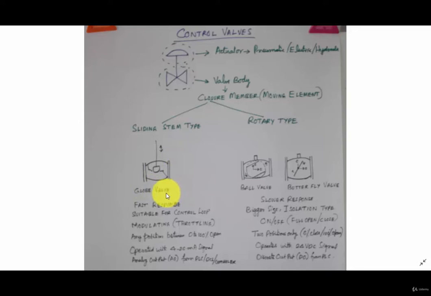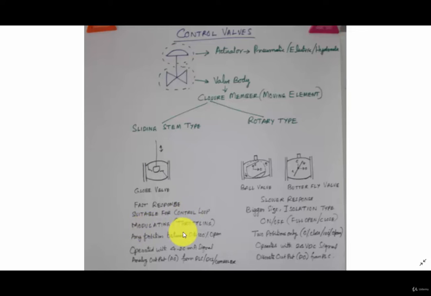This sliding stem type will have a fast response. Fast response means from open position to closed position, it reaches very quickly, in a few seconds. It is suitable for control loops because of the fast response. It is suitable because the controller gives the command and it has to follow immediately, instantly, thereby following the command from the controller and stabilizing the loop quickly.